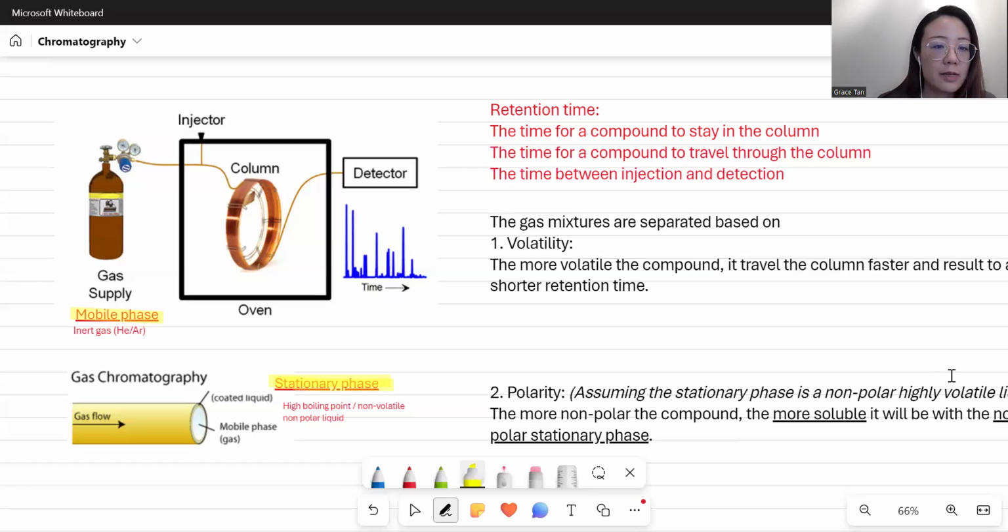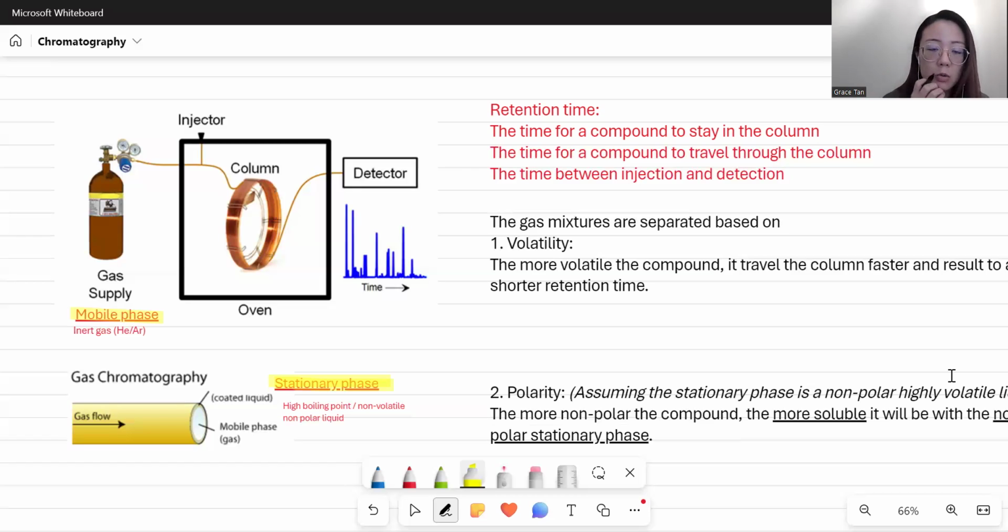You need to ensure that after putting the column in an oven, the stationary phase does not evaporate out. Because if your sample is gas, and your stationary phase also boils and becomes gas, then everybody is gas, there is no stationary phase, and you're going to get a lot of complicated signals coming out at the detector. So you want to ensure that your stationary phase doesn't boil and become gas. It should have a high boiling point, also known as non-volatile, and be a non-polar liquid. Most of the time, we will be using a non-polar liquid, maybe a hydrocarbon.